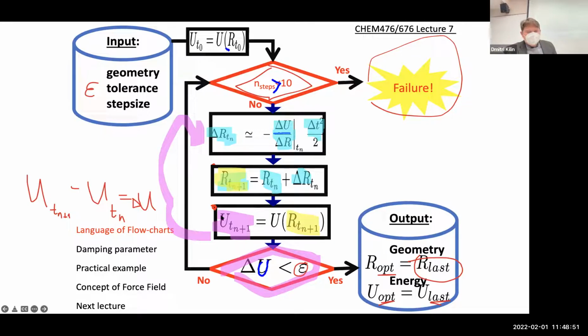Then we compute the potential at t n plus 1, and then we compare if the potential at the previous step and the potential at the next step are close enough. In some sense, it relates to the calculus way to find minima. If the potential doesn't change, it means the gradient becomes 0 and it will be a minimum or maximum.